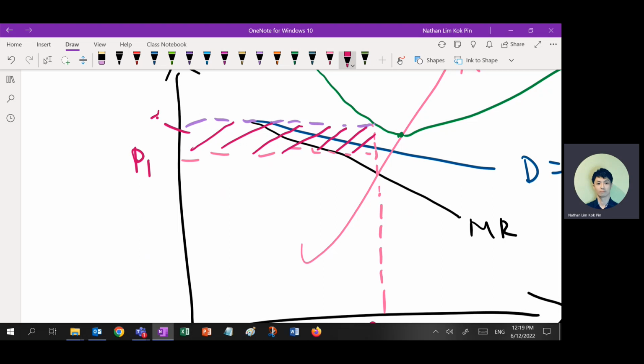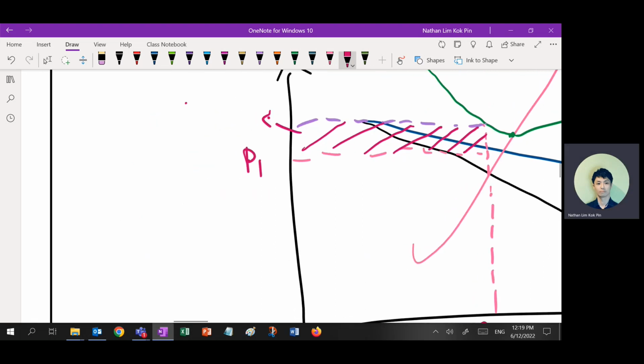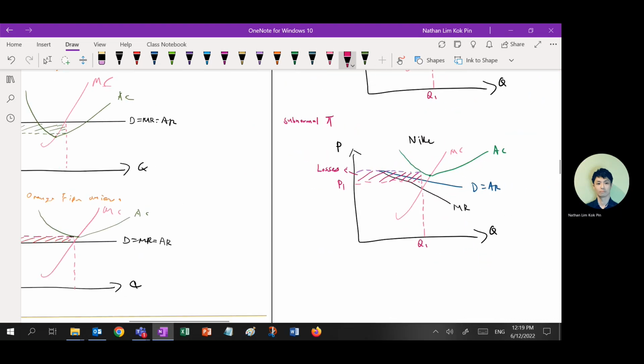This is labeled as losses. Right? Make sense? This is how you draw. Go back and practice 10 times.